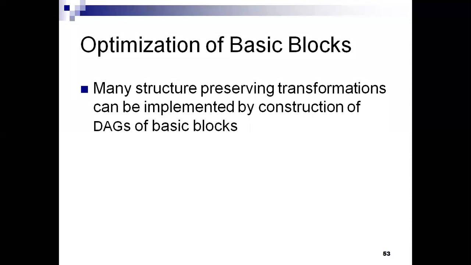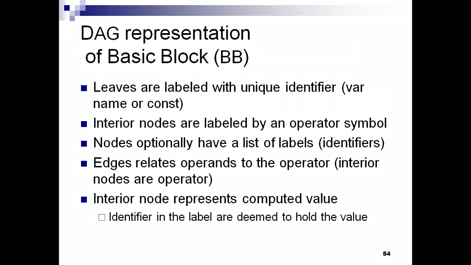The first one is structure preserving transformation, which can be implemented by construction of the DAGs of the basic block. The second one is the use of algebraic identities. Let us discuss the first technique, structure preserving transformation. It can be applied using the principal sources of optimization techniques, such as common sub-expression elimination, variable and constant propagation, code movement, dead code elimination, and so on.